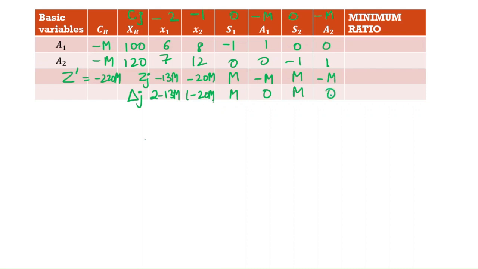So this is the most negative that we are having here, 1 minus 20M, because it's the minus 20M that we have along with this. So this would be the most negative. So this is the entering variable.